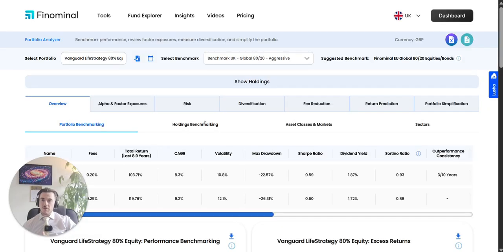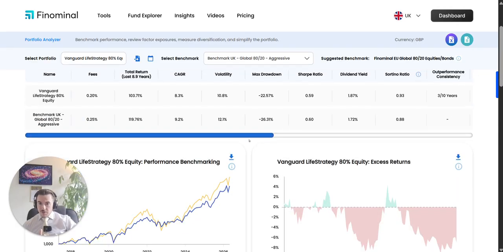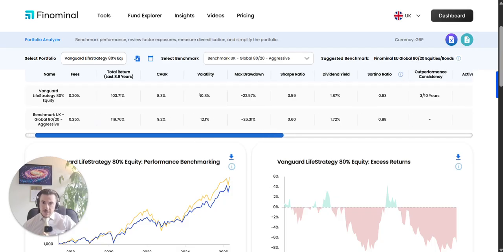Let's head over to the portfolio analyzer, where I will be benchmarking this against a global 80/20 portfolio, as it is a LifeStrategy 80% passive index tracker fund. To note on fees, very competitive in fairness, 0.2% for the Vanguard LifeStrategy 80% Equity versus the benchmark portfolio, actually more expensive at 0.25%. In regards to CAGRs, we can see the Vanguard LifeStrategy returned a CAGR of 8.3%, slightly less than the benchmark at 9.2%. Volatility has been less though in the Vanguard portfolio at 10.8% versus 12.1% for the benchmark.